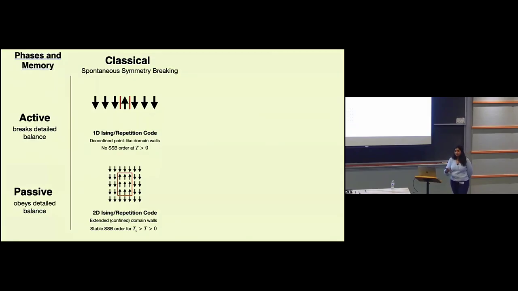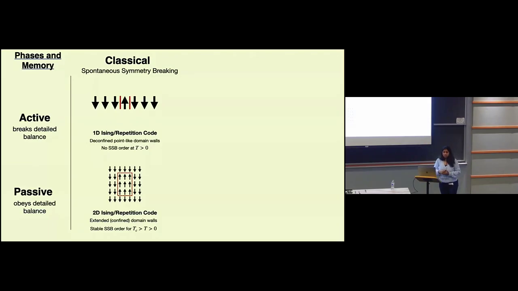The excitations, the domain walls of this 1D Ising model, are point-like and deconfined. So once you make a pair of domain walls, you can separate them arbitrarily far at no additional energy cost. So there's no finite temperature ordered phase; entropy always wins over energy. And now in order to protect information in this 1D repetition code, we need to do active error correction, okay?